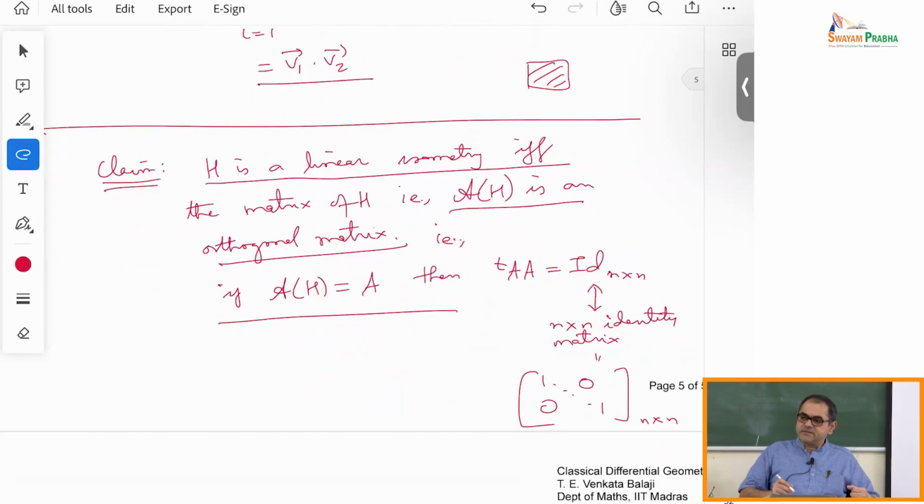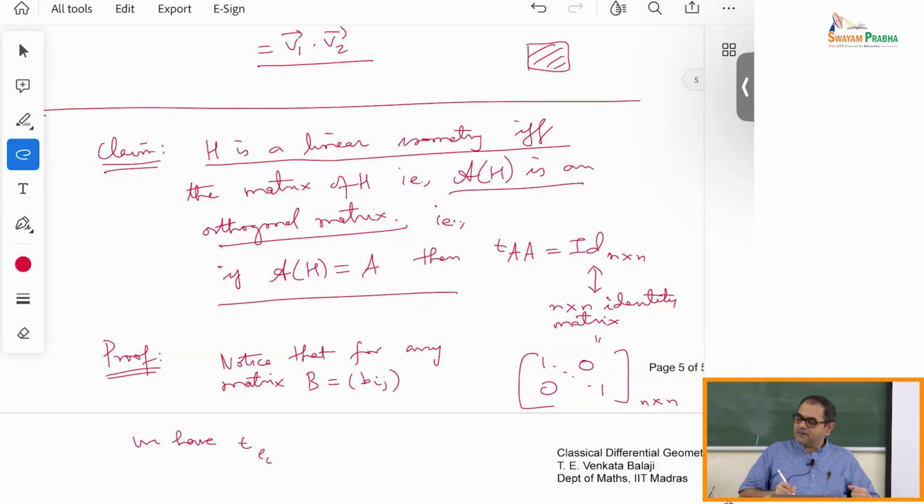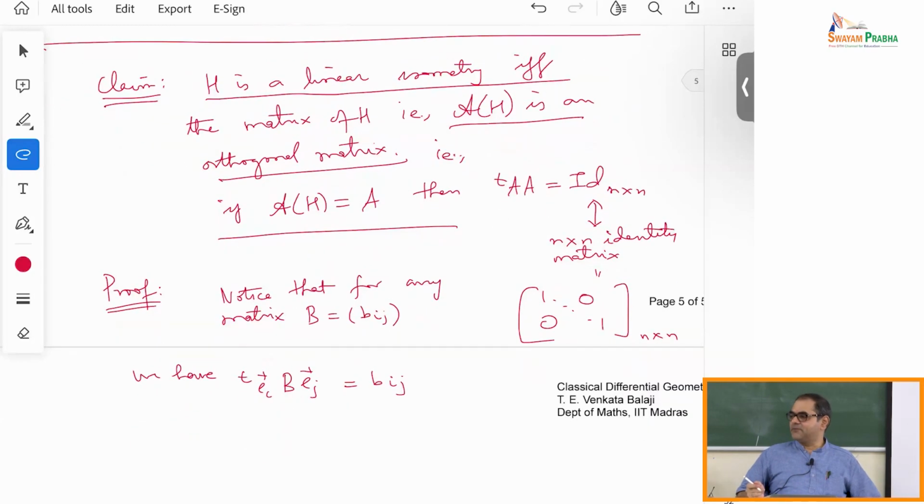The proof of this is very, very easy. It is a very simple thing. Notice that for any matrix, let us say B equal to Bij, suppose I write transpose Ei, B, Ej. If you write this, you will simply get Bij. It will pick out the Bij.